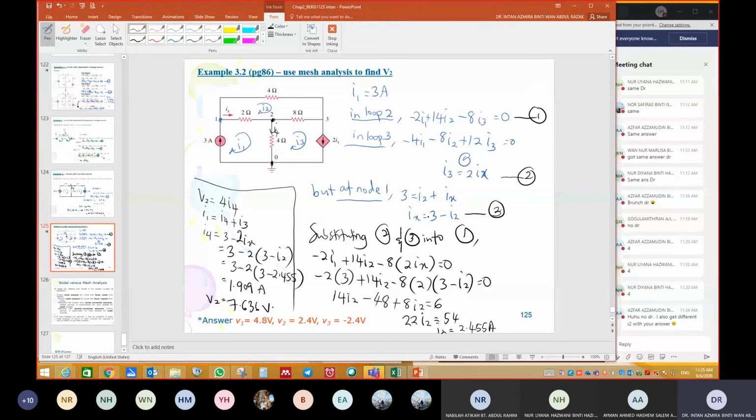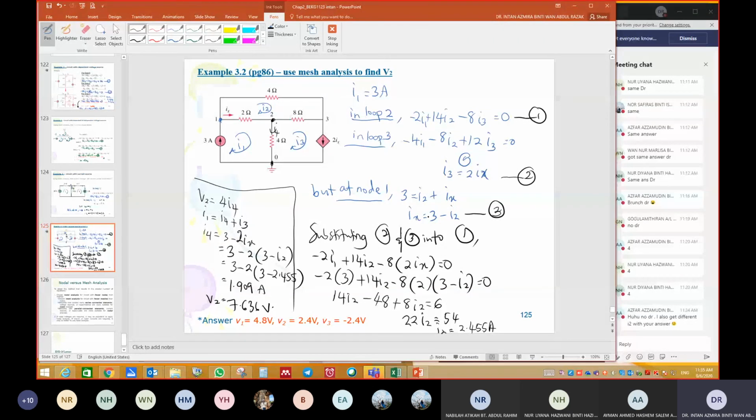Okay, my point is, if we are given a circuit, we can apply nodal or mesh to find parameters, like current or voltage. So which one to use? Either nodal or mesh. Up to you, but please use the easier method that suits that particular circuit.